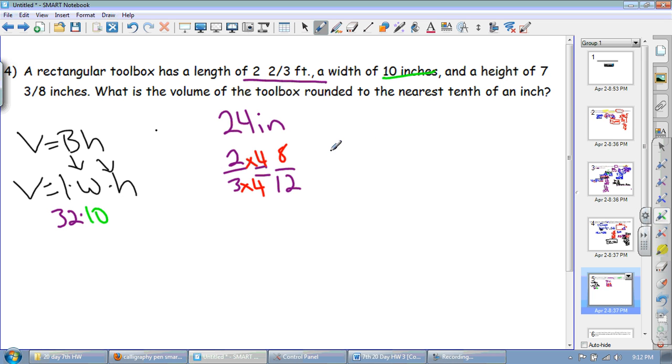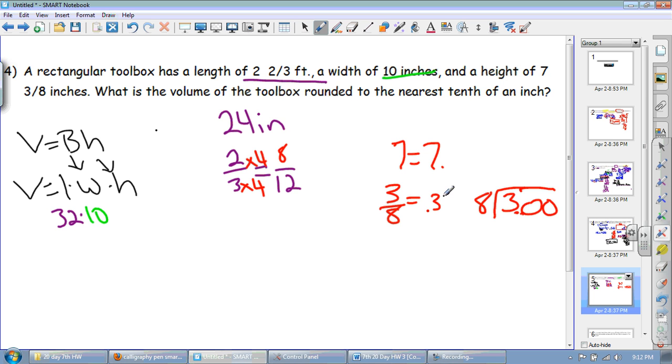So remember, 7 3/8 equals 7, and then 3/8, we can divide that out if we don't know it already, using a calculator, and that is going to give us 0.375.